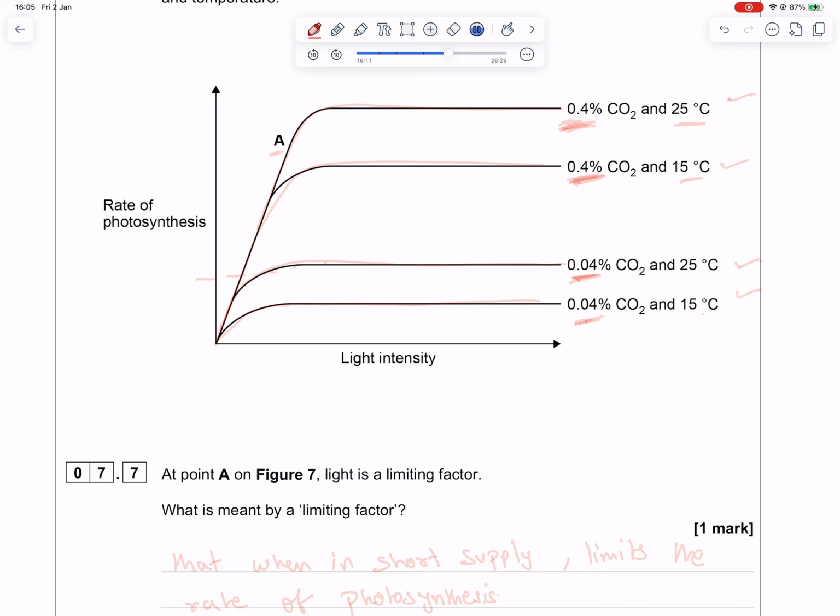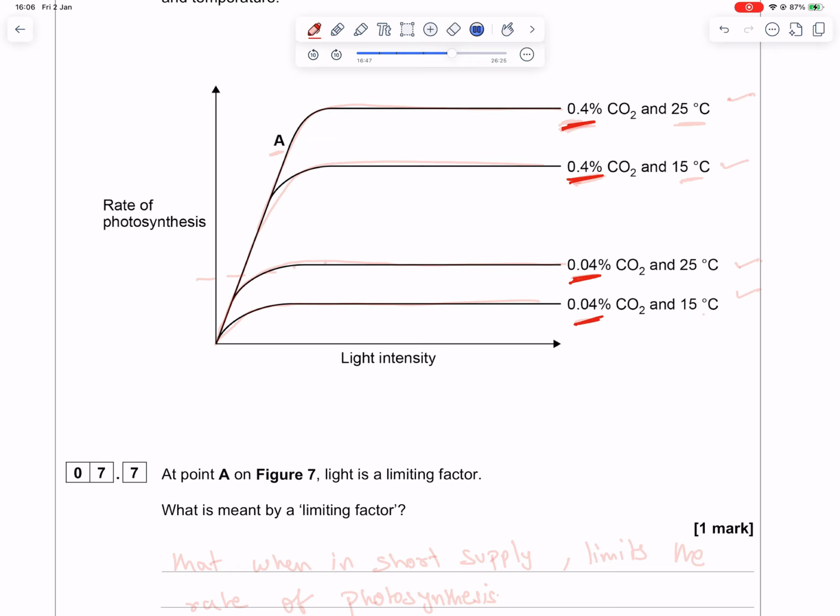And you can see a few lines given there, and for each of those lines, how much percentage of carbon dioxide and what temperature. And they've given you, at that level of CO2 and at that particular temperature, what is the rate of photosynthesis. Now, please be aware of the numbers being very close yet very far. There's a lot of difference between 0.4% and 0.04%. Please be aware of that. Now let's look at the question.